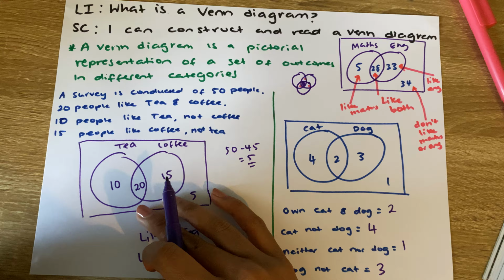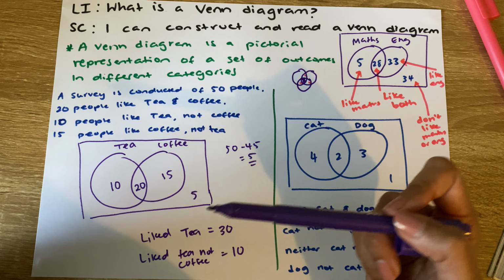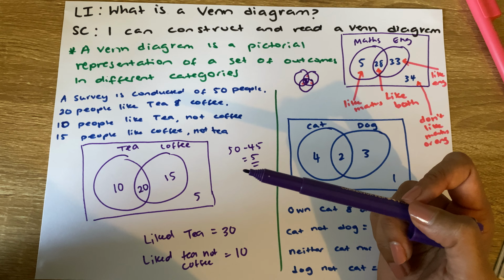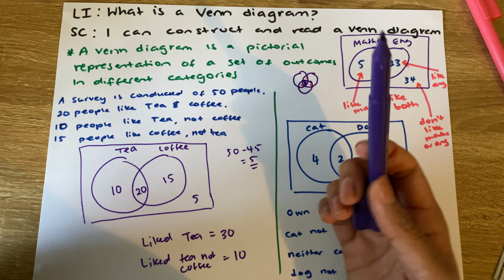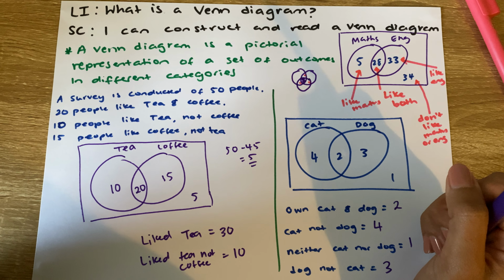Okay, we can also convert this information into a two-way table. So if you look at the other video on the channel, Venn diagram and two-way tables are quite similar to each other in that they show very similar information.